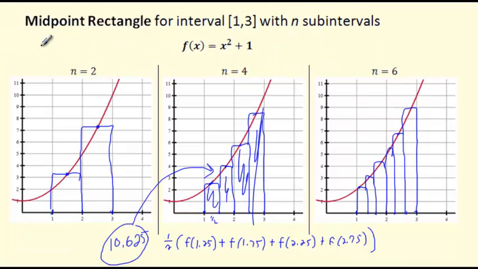I like to call the midpoint one the Goldilocks one. It's just right. Not too high, not too low. That's a stretch. And that's it. So there we got approximations.